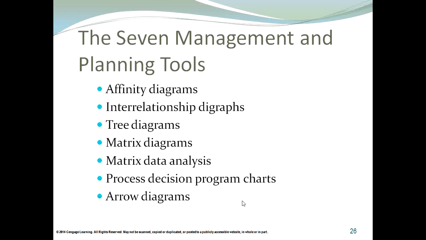Now moving to the seven management planning tools: affinity diagrams, interrelationship diagrams, tree diagrams, matrix data analysis, process decision program charts, and arrow diagrams. To understand how the seven management tools help managers to implement policy deployment and are useful in all other areas of quality planning, these tools are the affinity diagrams, interrelationship diagrams, and the diagrams which are shown here.